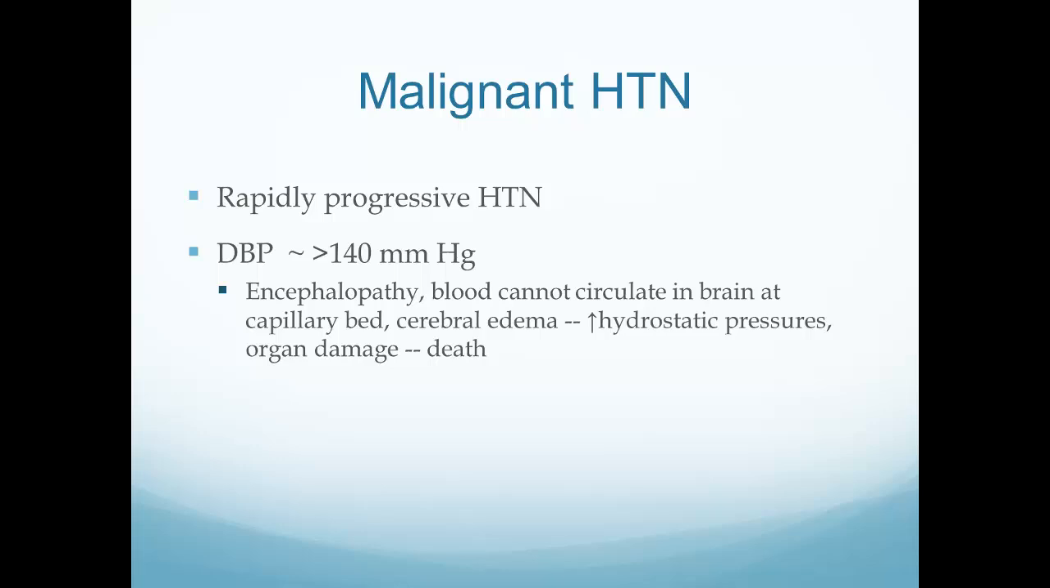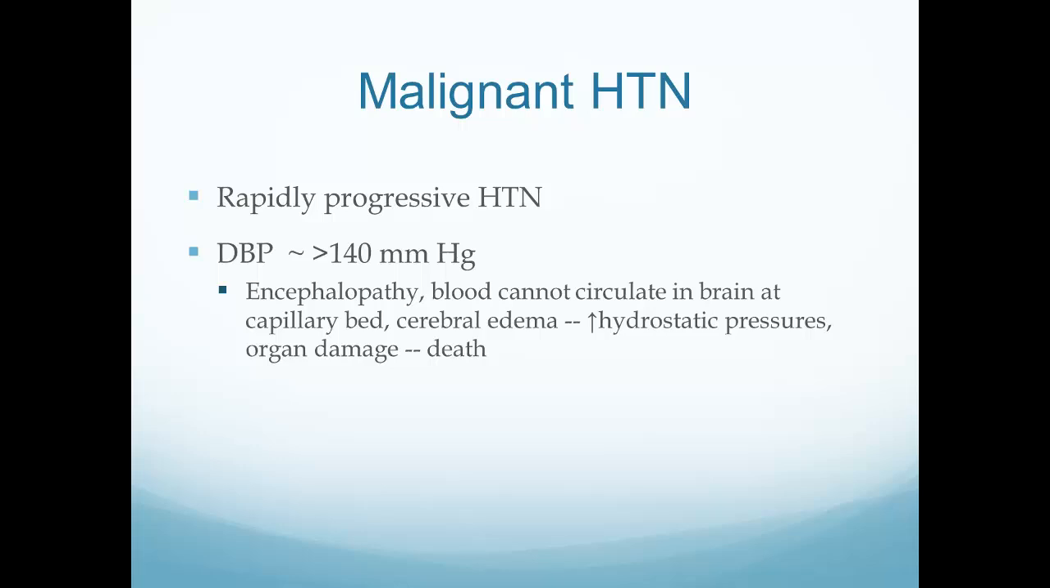Malignant hypertension is a situation where the patient has a rapidly progressing hypertension with a diastolic pressure generally above 120. So we consider it to be malignant, or an urgent type of hypertension, when the diastolic pressure is above 120 millimeters of mercury. The problem with having a blood pressure that high is there's too much pressure in the vasculature, and it's going to cause vessels to burst. It can also cause the patient to have significant problems with cerebral edema, etc., because of hydrostatic pressures pushing fluid out into the brain.